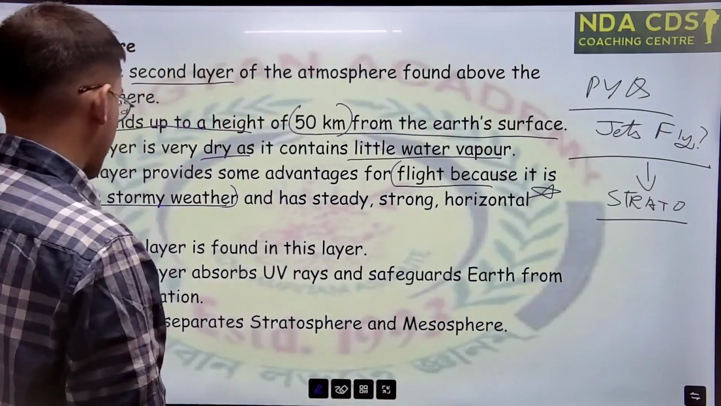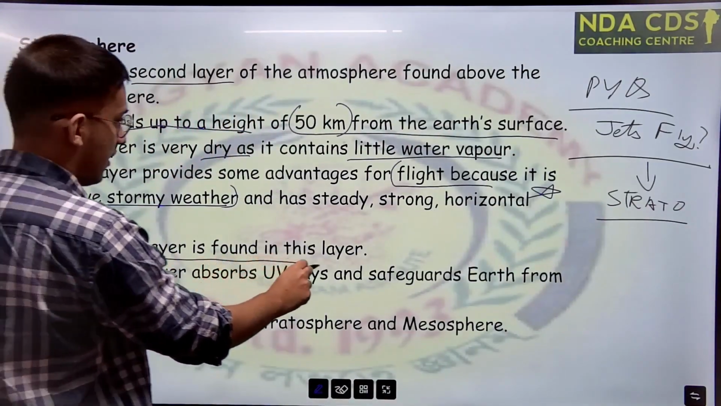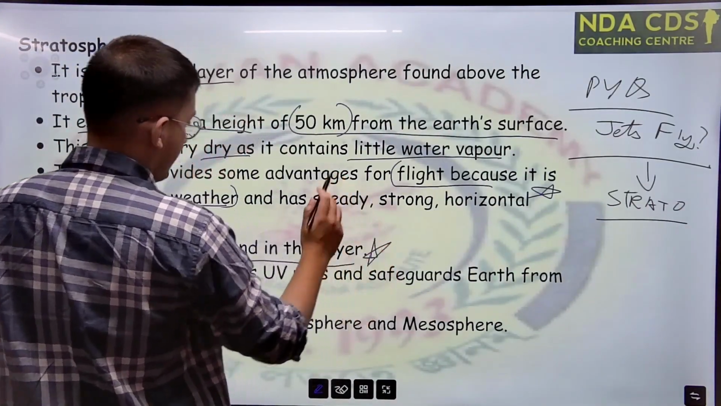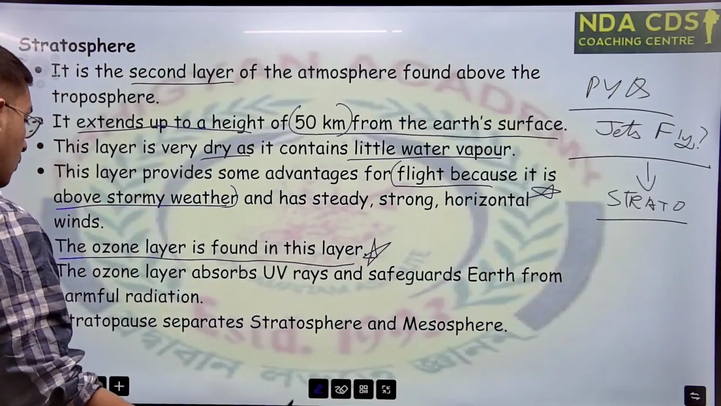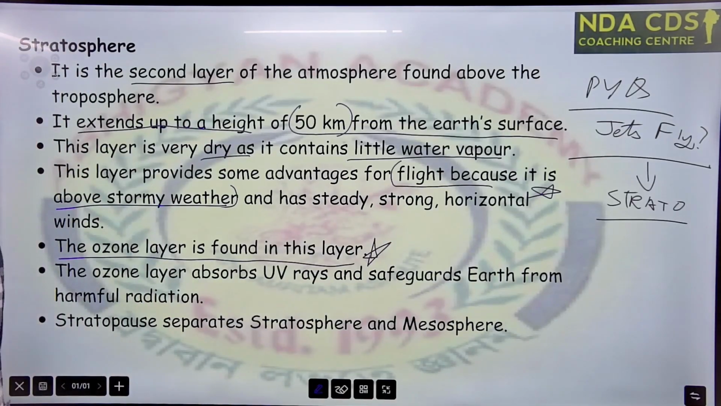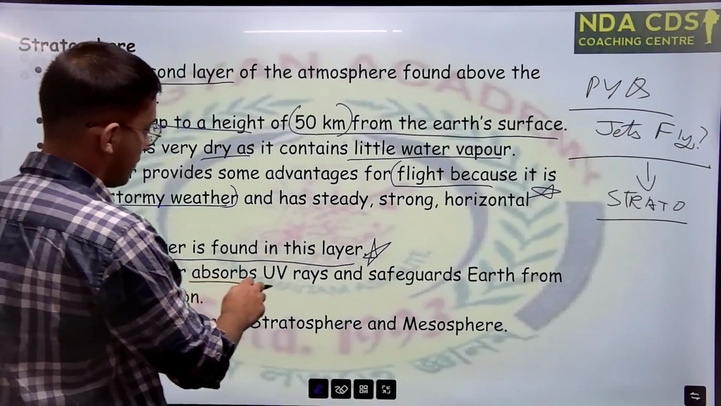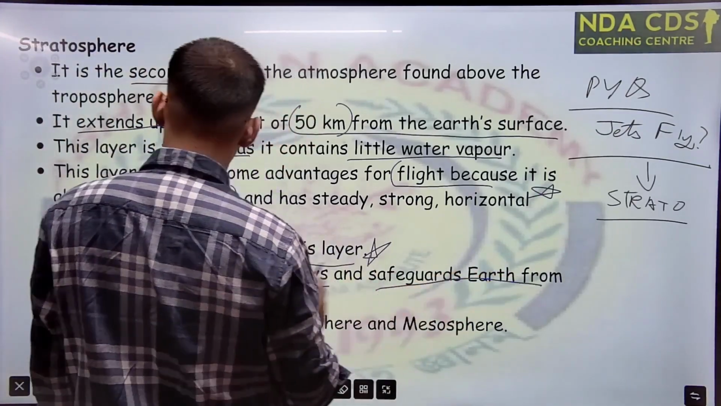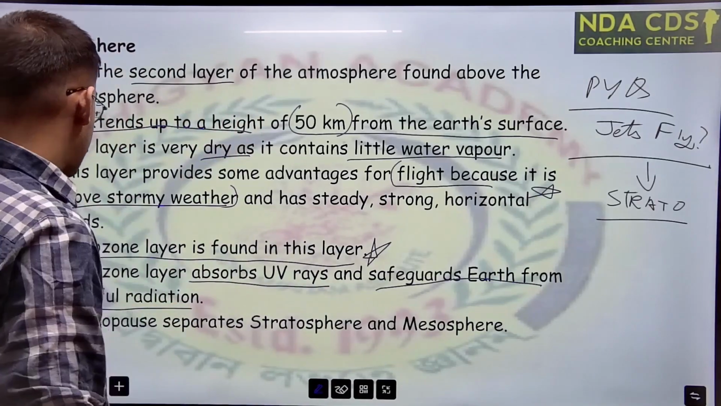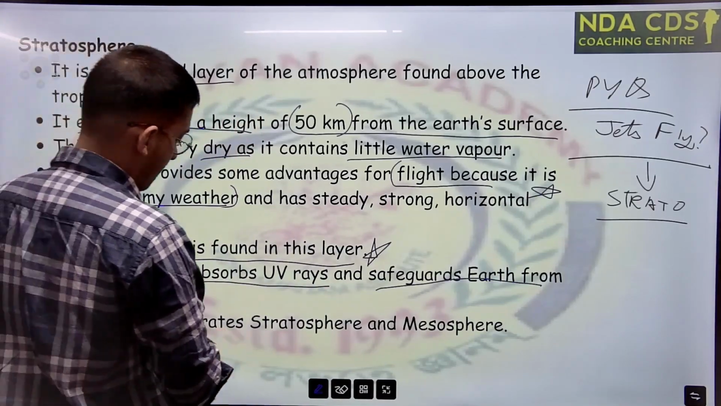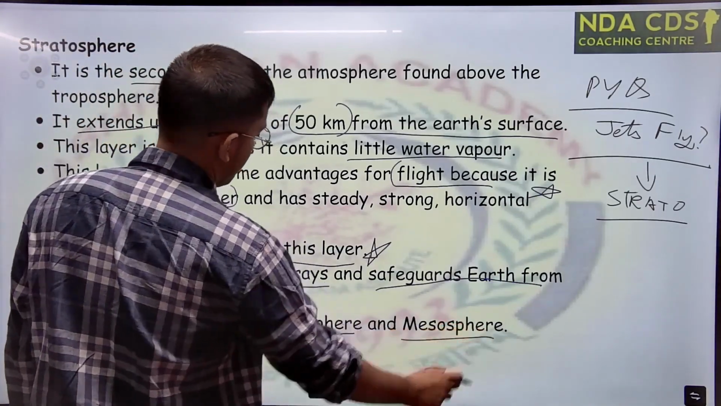Next, the ozone layer is found in this layer. Again, it's a very important point. Now we can learn about the ozone layer's main function. The ozone layer basically absorbs UV rays and safeguards the Earth from harmful radiation. Then we have the stratopause. It separates the stratosphere and mesosphere.